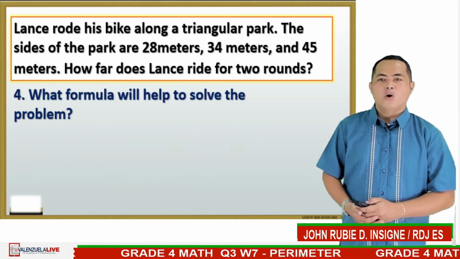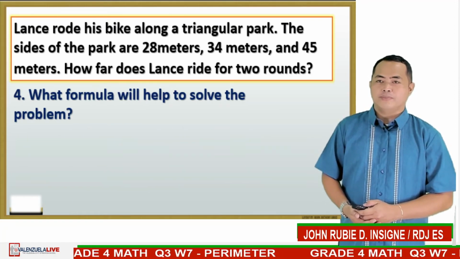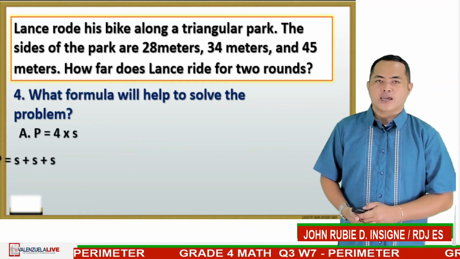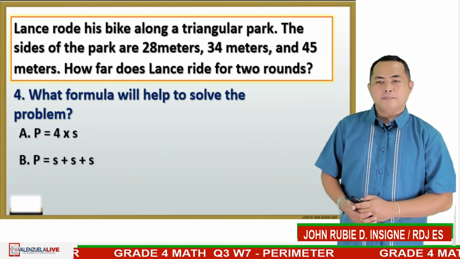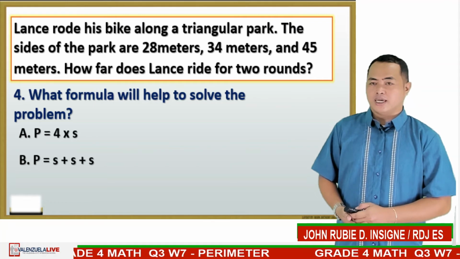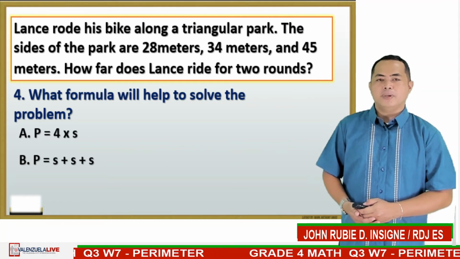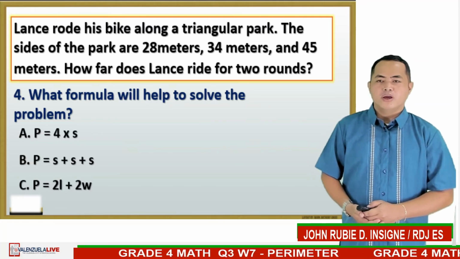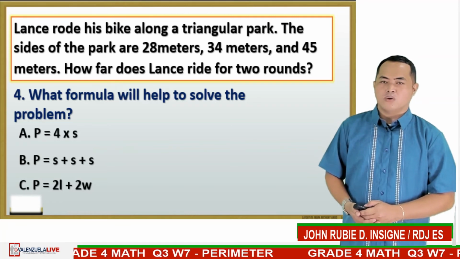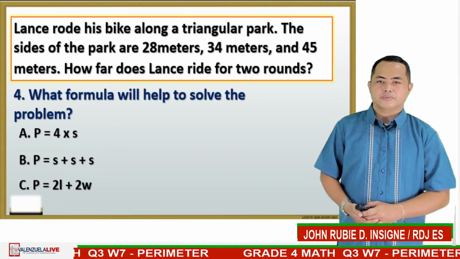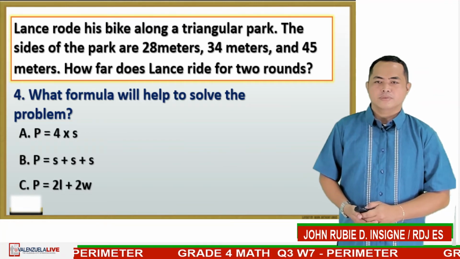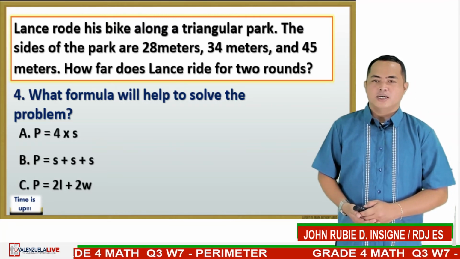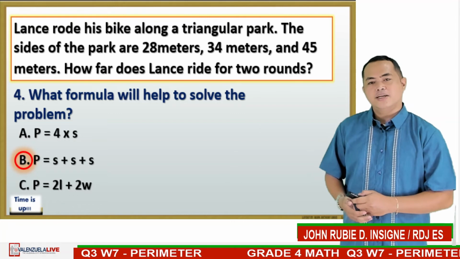Question number 4. What formula will help to solve the problem? Letter A, P equals 4 times S. B, P equals S plus S plus S. Or letter C, P is equal to 2 times length plus 2 times width. Your 5 seconds timer starts now. What do you think is the answer? That's right. It's letter B.